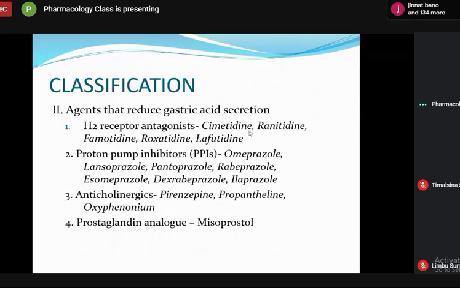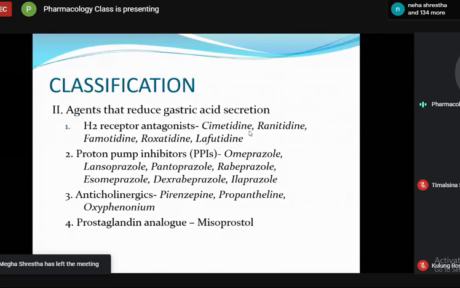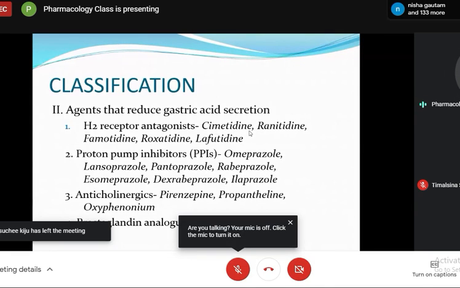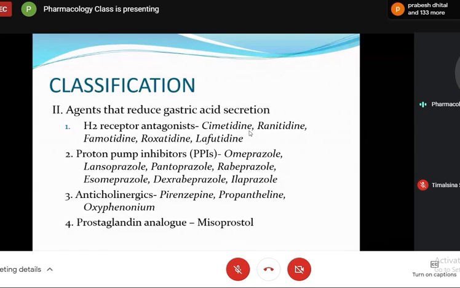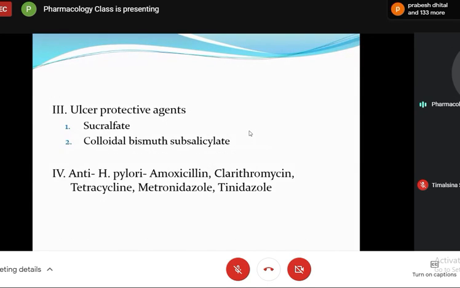Cimetidine also inhibits enzymes, so that will increase the concentration of other drugs, like warfarin and theophylline. Along with cimetidine, there is a high chance of prolonging the action of these drugs having a low therapeutic index, so there is a high chance of causing toxicity. It is mainly seen with cimetidine and not with the newer drugs like ranitidine, famotidine, roxatidine, and nizatidine. Next, today we are going to discuss proton pump inhibitors, anticholinergics, prostaglandin analogs, and also protective agents.